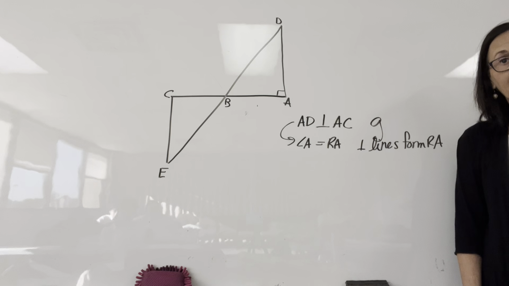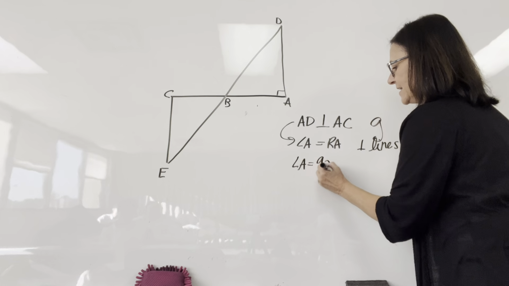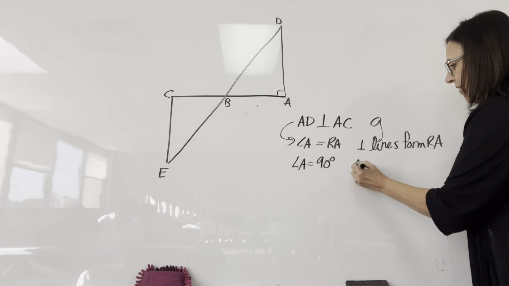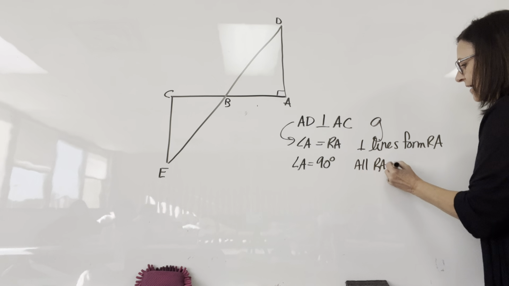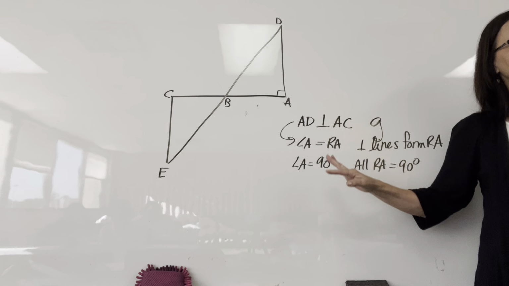Can I know the measure of the angle? Angle A equals 90 degrees. Yes, angle A is 90 degrees. Why? Because right angles equal 90 degrees. All right angles equal 90 degrees. Okay, so you see from that one given statement, there's some information I know.